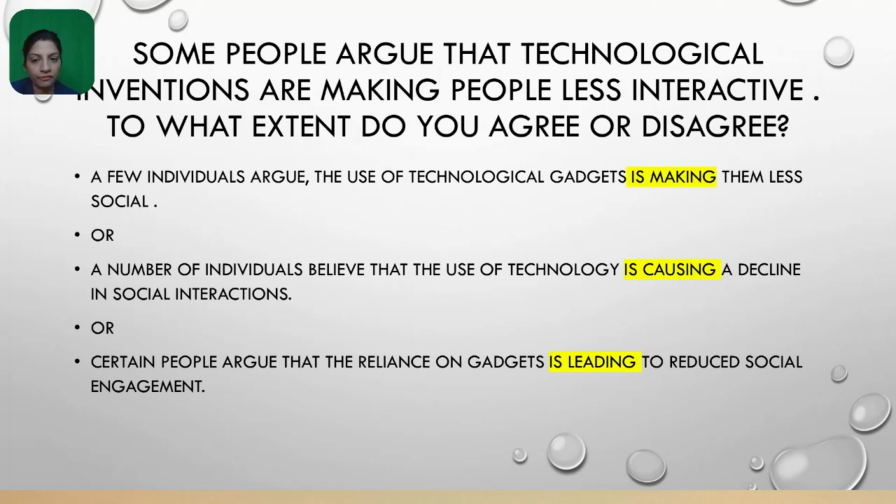Coming to the third paraphrasing, certain people argue that the reliance on gadgets is leading to reduced social engagement. So, the other word for interactive, less interactive is reduced social engagement.